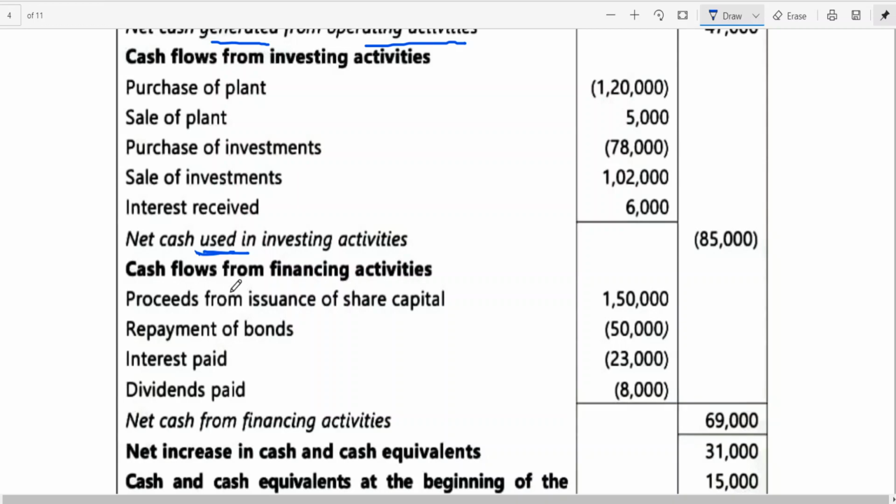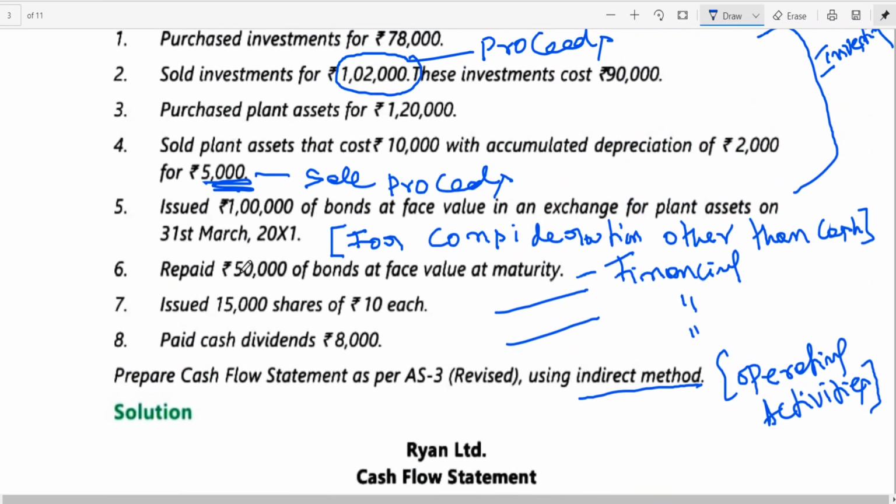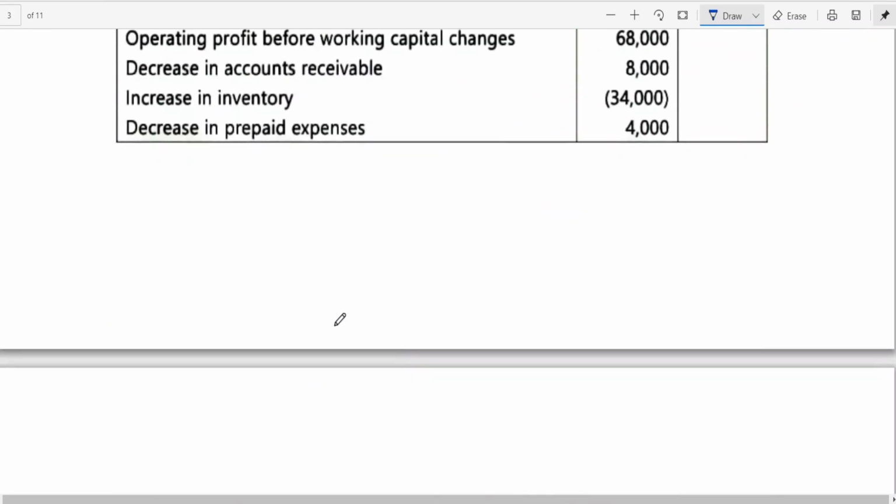Next, let us look at cash flow from financing activity. Proceeds from issuance of share capital: you got here 15,000 shares of 10 rupees each issued. He hasn't mentioned anything like premium, etc. So 15,000 times 10 is 1,50,000. Similarly, repaid 50,000 bonds at face value on maturity. This is outflow. Paid cash dividend. This is outflow. These three things you can find out.